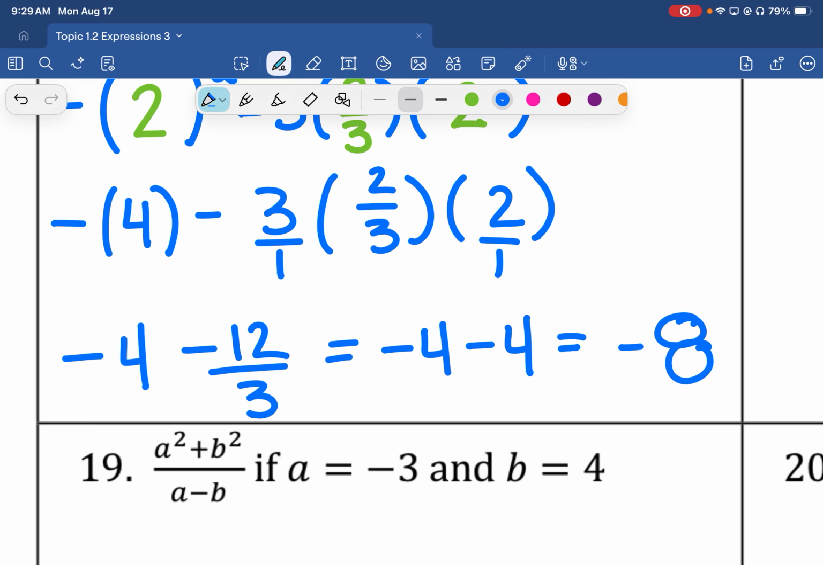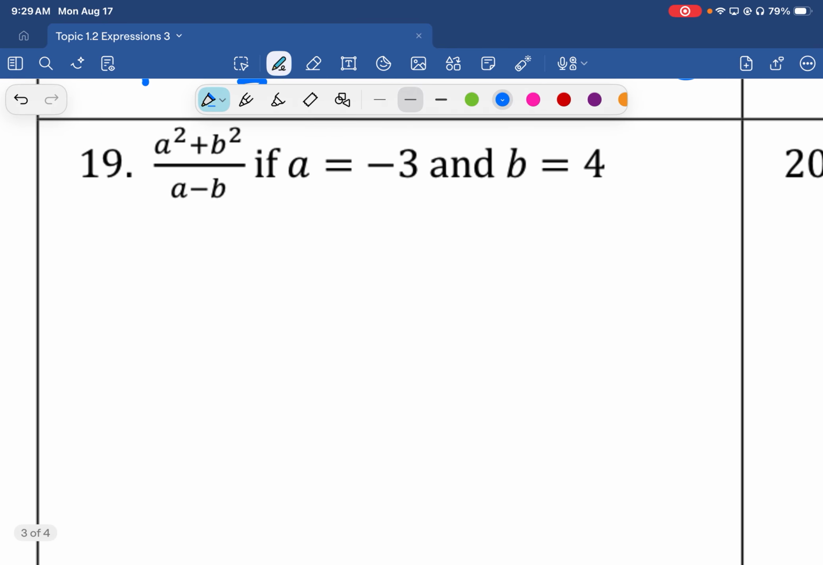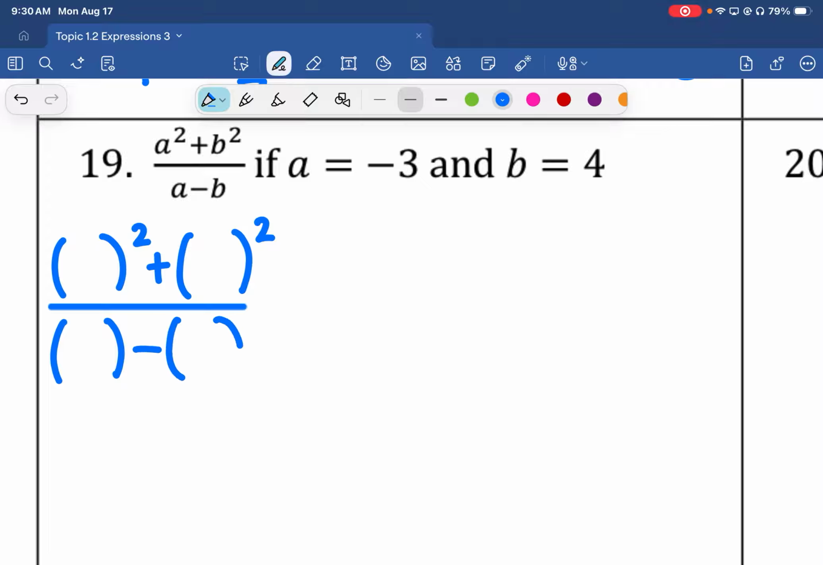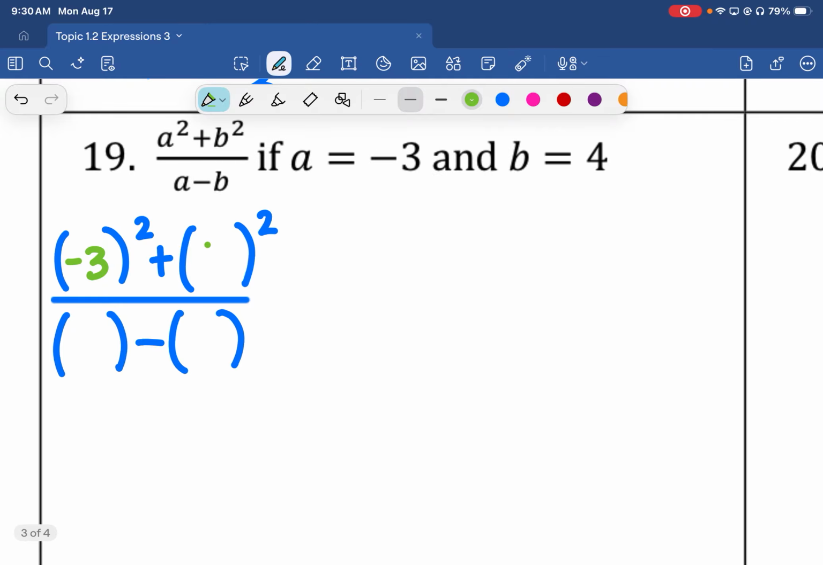Okay. Now we're going to look at number 19. So 19, we are plugging into a fraction. So we have our fraction bar first, and we're going to start with our numerator. So we have a squared plus b squared divided by a minus b. Okay. In the numerator, we're going to plug in what first? Negative 3. So we have negative 3 squared plus 4 squared. Okay, then we're going to divide that by? Negative 3 minus 4. All right.